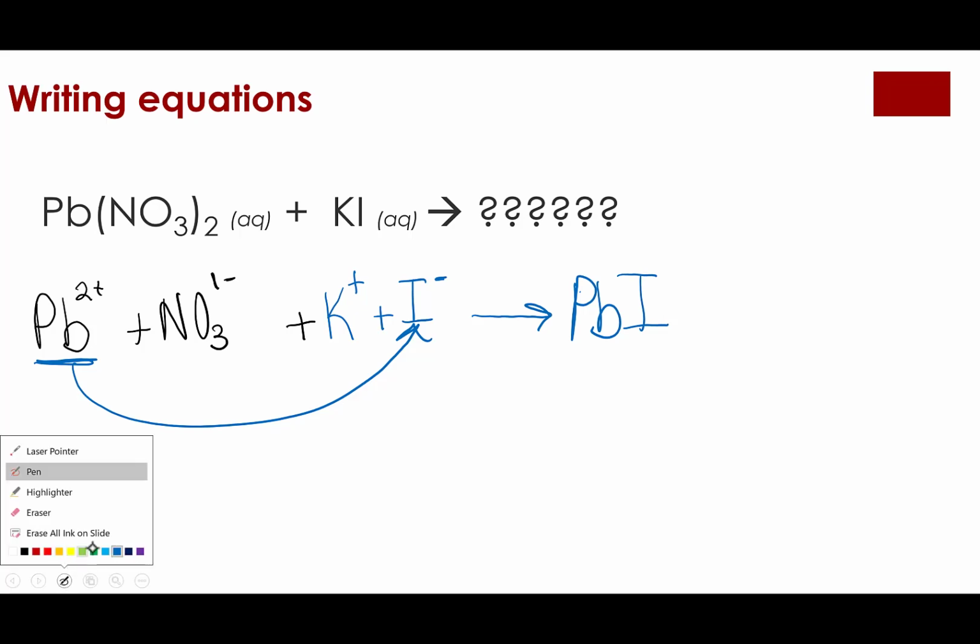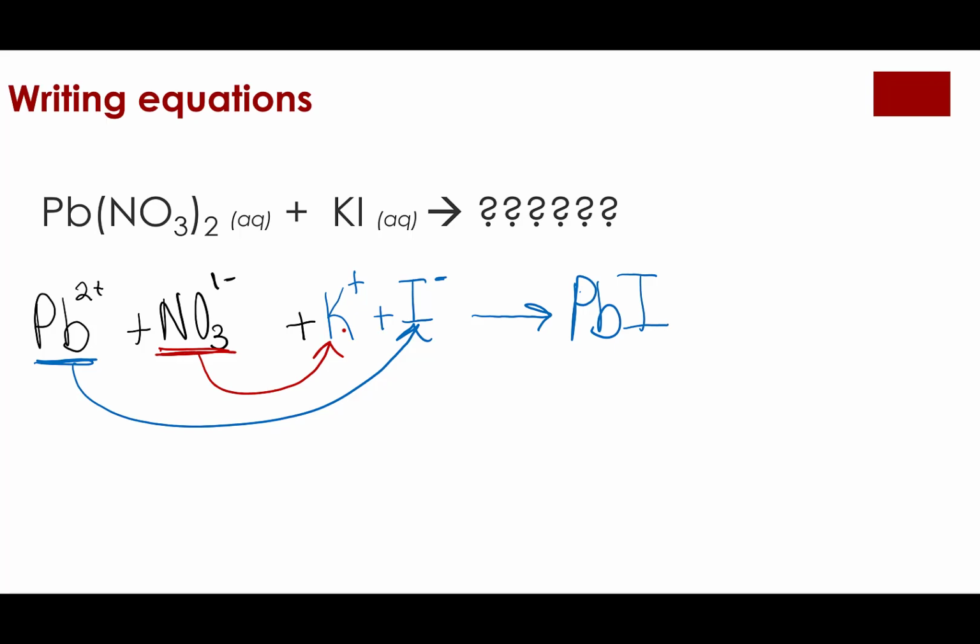Let's go for this other group. So we've got nitrate here. Nitrate also wants to find a new partner. And the only new partner that makes sense for him is potassium, right? So nitrate is negatively charged, potassium is positively charged. So the other product that's going to come out of this is potassium nitrate. Okay? So that's the first step, deciding who the new partners are.